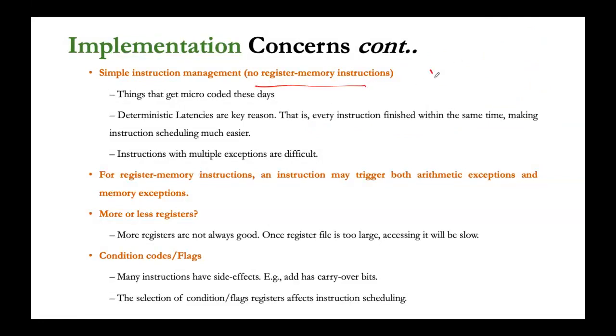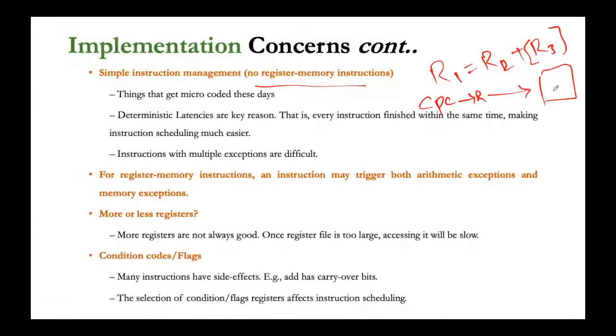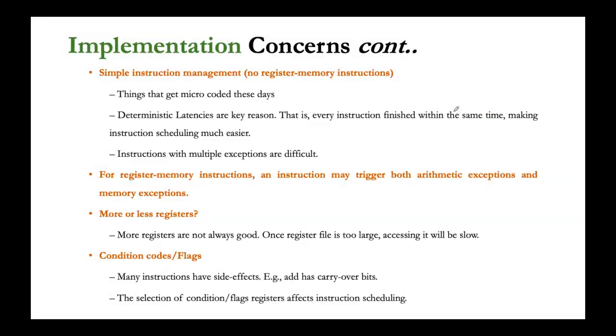But if it is a register-memory instruction, you write R1 is equal to R2 plus memory. In that case, what happens for the second source? It must go to the main memory. So the CPU first goes to your register. If it is not there, from there it goes to your memory, identifies the element from there and fetches it back to execute. It takes a lot of time, so that is not simple. Simple instruction management means using register to register.